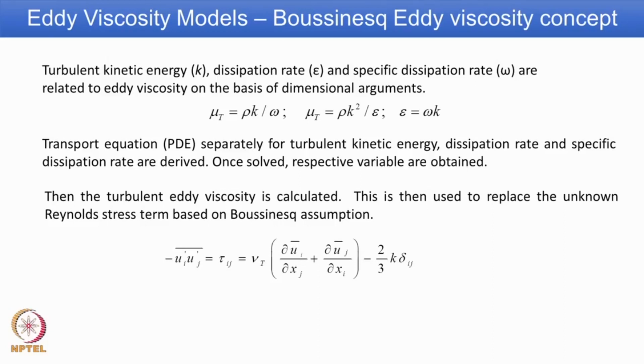Now, if you look at this expression, mu t is related either to k and omega or k and epsilon as shown here, and the velocity strain is actually based on the mean velocity. So, we solve the Navier-Stokes equation, the averaged Navier-Stokes equation, and we obtain u bar. We solve the k equation, or epsilon or omega equation, we get the respective quantity, and then the turbulent stress is replaced using this relationship.